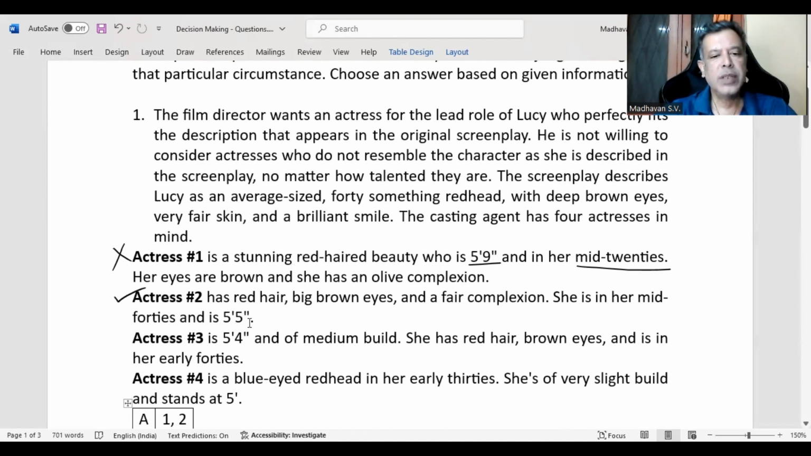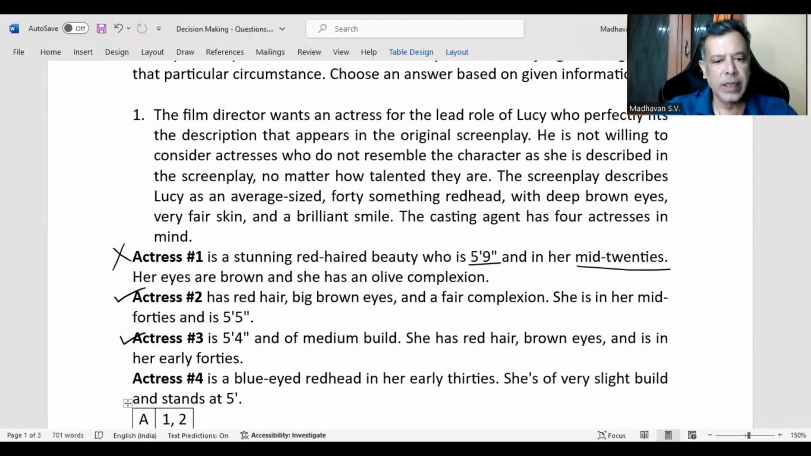Then actress number 3 is 5 feet 4 inches and of medium build. So she has red hair, brown eyes, and is in her early 40s. You may notice here, medium build means it is average sized, and 5 feet 4 inches is also normal height. She has red hair, it is matching, brown eyes matching, early 40s it is matching. So more or less 3 is also okay.